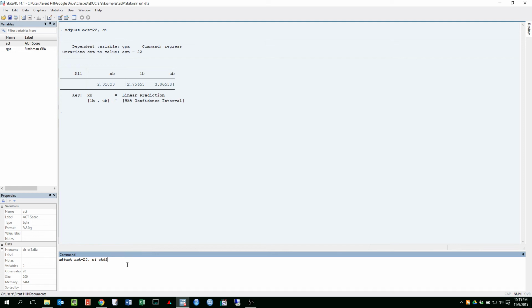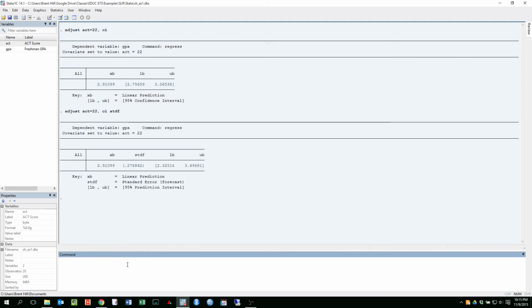So once you have that in there, just click enter. And so then we get, again, same point estimator, 2.91. That's always the same, well, for our ACT of 22. Again, it repeats up here what the input value was for the independent variable. And then it gives us the prediction interval here, again with the lower bound and upper bound.